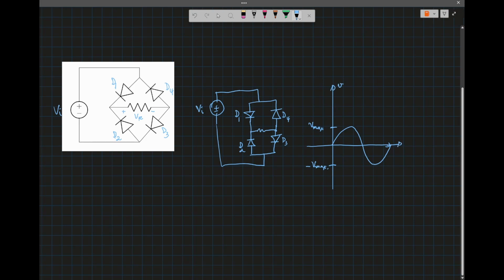So what we want to do is sketch V out on top of the input voltage, and sketch the transfer characteristic.